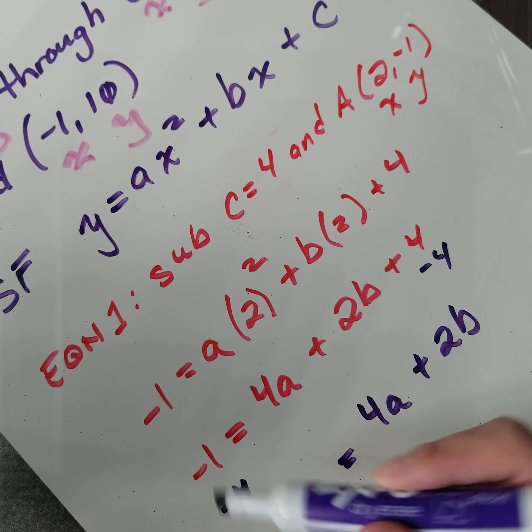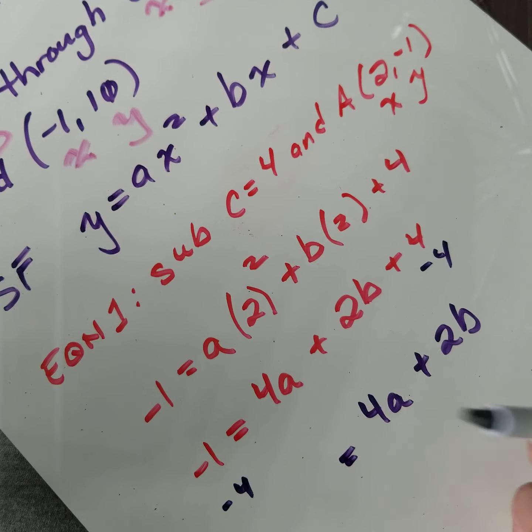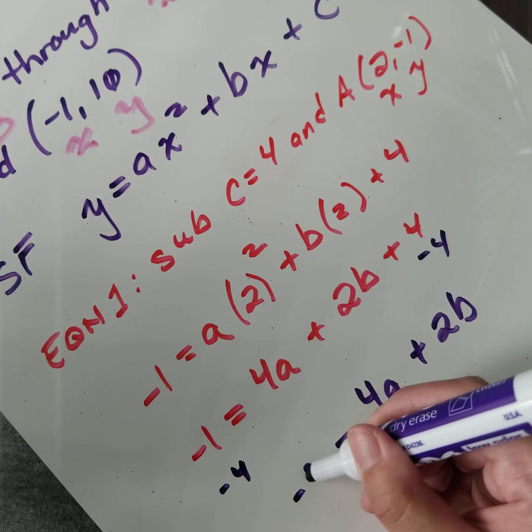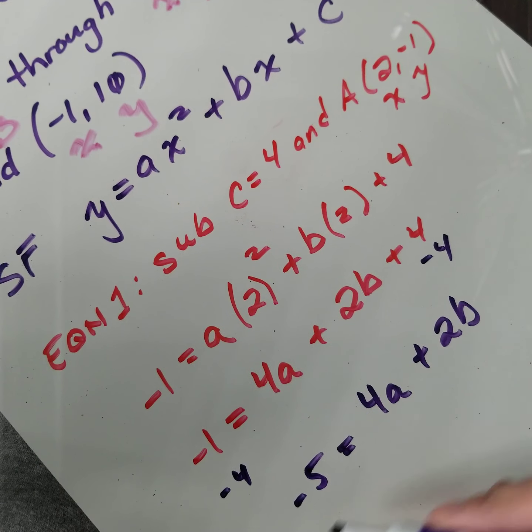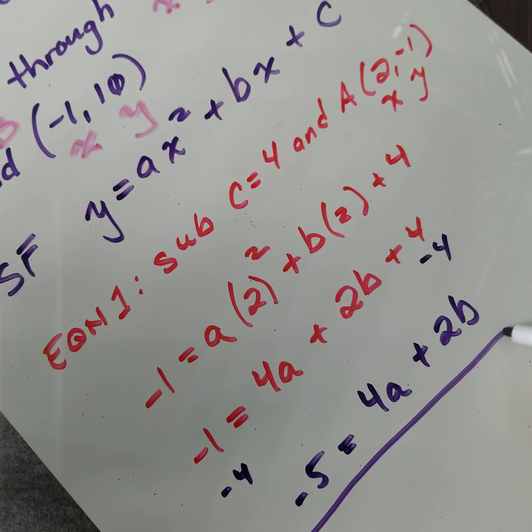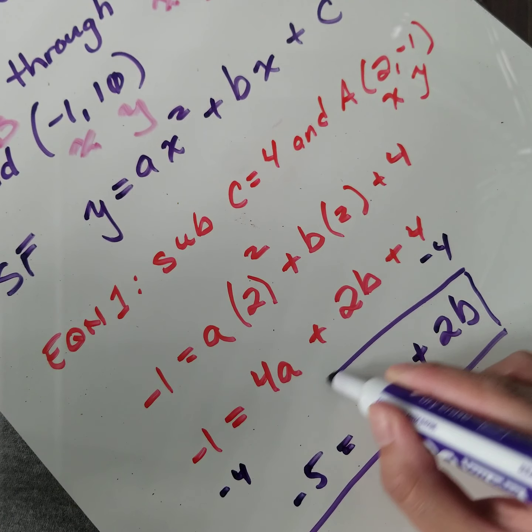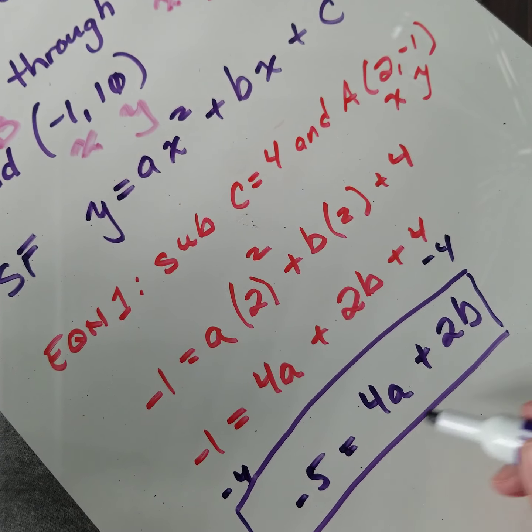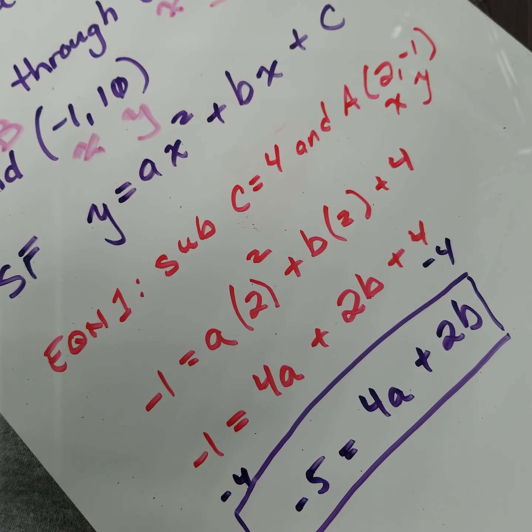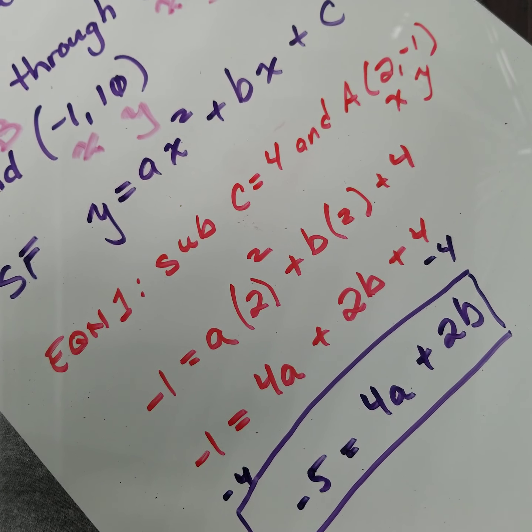And this one would simplify that if I owe you $1, I owe you another $4. So now I owe you $5. So here's one of our expressions that we're going to need to help us solve for the values of a and b. Okay, so we're going to do it again.